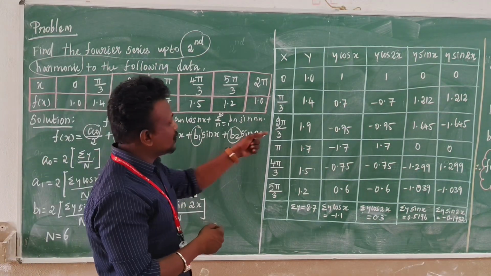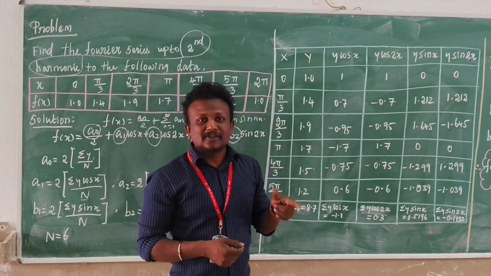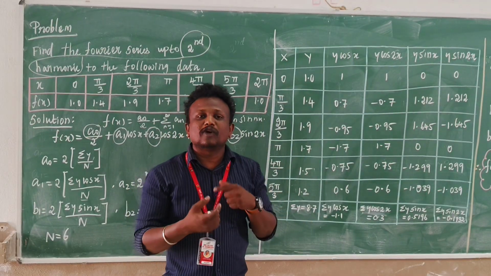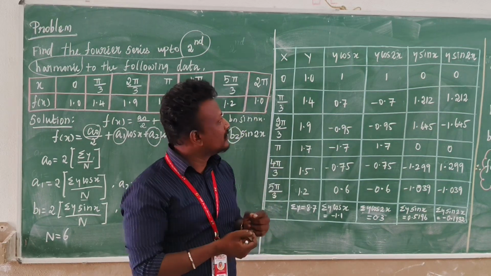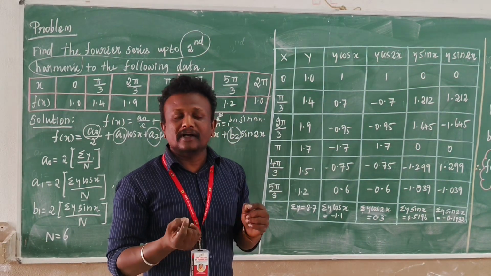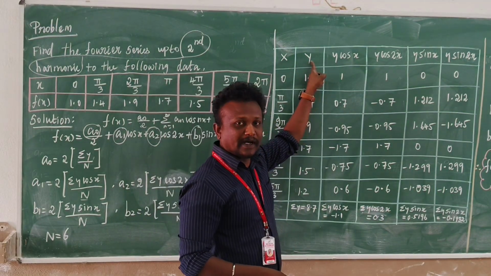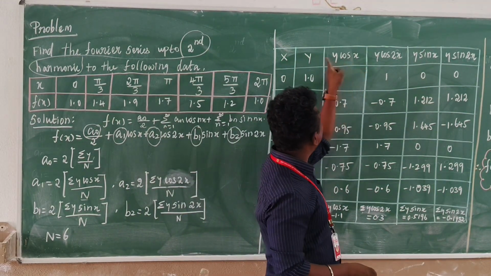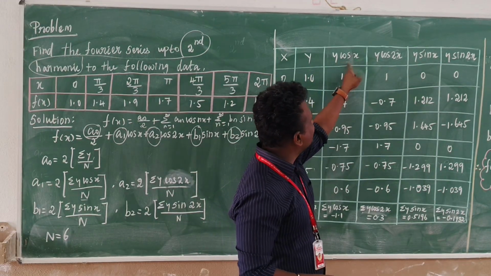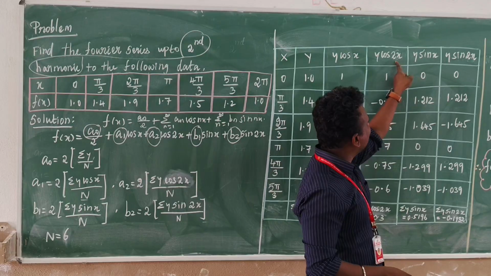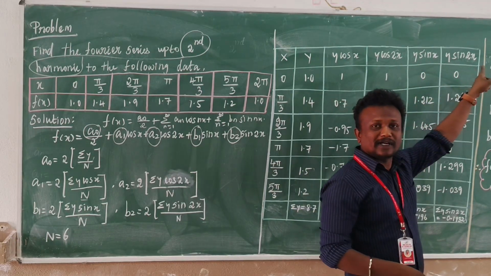Let us come to step 2. Here we have to form a tabular column, where we find the required things in order to find the values of A0, A1, A2 and B1, B2. To find A0 we require summation Y. To find A1 we require this one. For A2 we require this one. For B1 we require this one. For B2 we require this one.